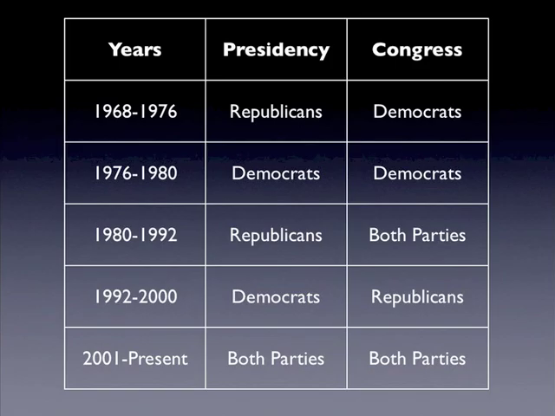From 1968 to 1976, the Republicans controlled the presidency and Democrats controlled Congress. From 1976 to 1980, Democrats have controlled the presidency and Democrats have also controlled Congress. From 1980 to 1992, Republicans controlled the presidency and both parties have controlled Congress. From 1992 to 2000, Democrats have controlled the presidency and Republicans have controlled Congress, and from 2001 to present times, both parties have controlled the presidency and Congress.